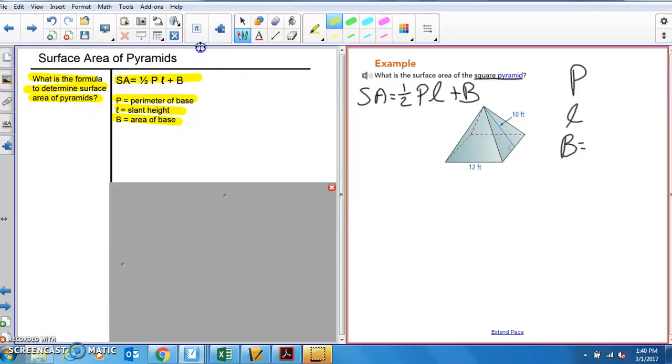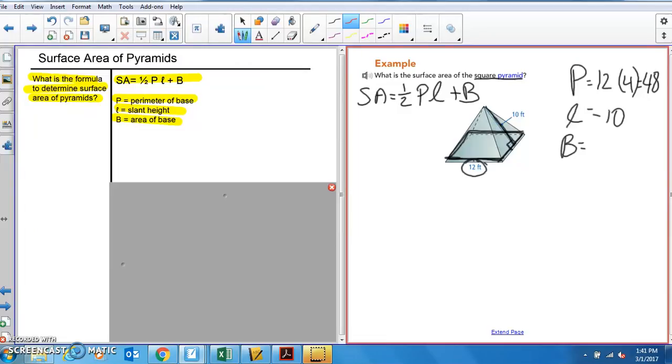Notice it says square pyramid, so our base is a square. This gives us the information we need right here. That side is 12. Since it's a square, that means all four sides equal 12. So our perimeter would be 12 times 4, since there's 4 equal sides. So our perimeter of the base would be 48. The L, the slant height, represents this measurement going up one side. That forms that right angle with the base. So our cursive L represents 10.